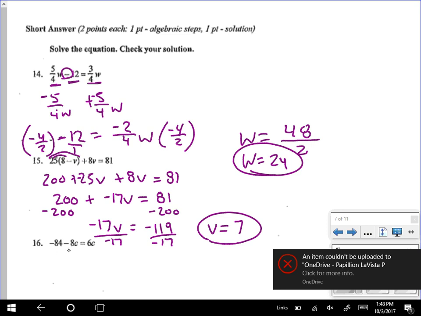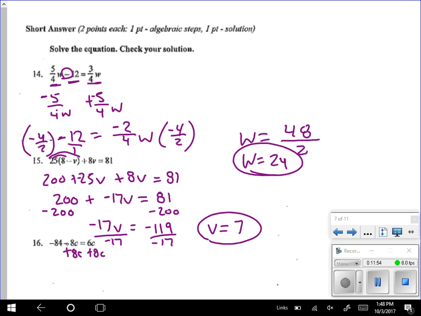So here on 16, we're going to add 8c to both sides because this side has a variable and a constant. This side just has variables. Got negative 84 equals, okay, 8c plus 6c is going to give us 14c. We'll divide by 14. Negative divided by a positive is a negative. 84 divided by 14 is 6, so we get negative 6. Look here, 1 point for algebraic steps, 1 point for solutions. We must show your work.